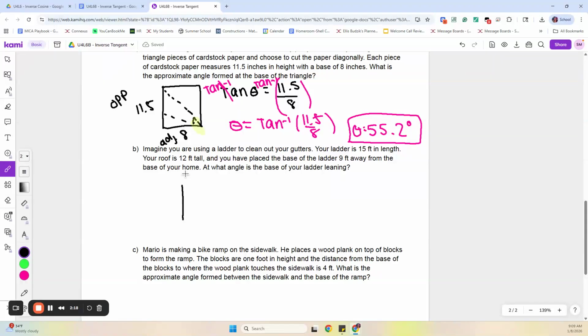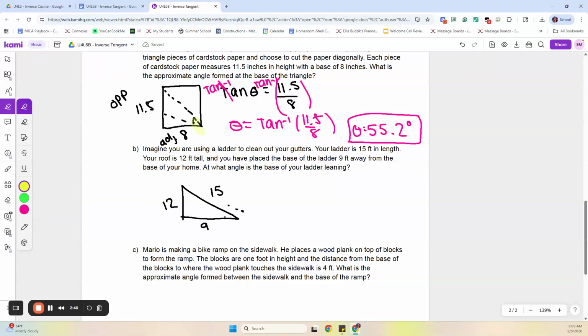All right, so for this one, we have a wall. Our ladder is always sideways because we got to climb up it. So that's 15 feet. Our roof is 12 feet tall, and then the base of the ladder is 9 feet away from the base of our home. At what angle is the base of your ladder leaning? So we're looking for this bottom angle over here. Again, this one they're giving us all our options, so it's kind of up to you, whatever you decide to use. I always usually like using opposite, and then you can use your adjacent for tan, or if you use the hypotenuse for sine if you wanted to. Kind of up to you.